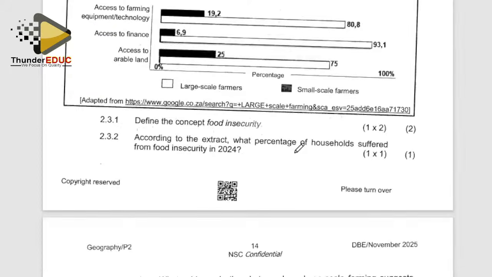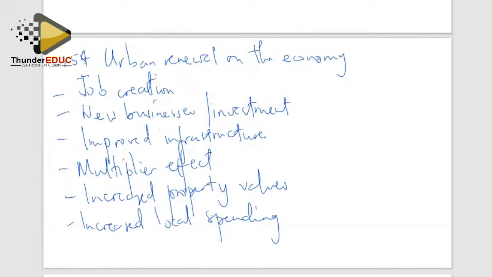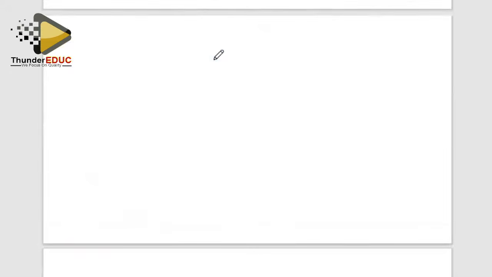Define the concept food insecurity. That is our first question. That is question 2.3.1. Right. If you were to look at the concept, this is question 2.3.1. The question is on food insecurity. Can you please note the difference there between food security and food insecurity? Our question is insecurity. So it's the opposite of food security.